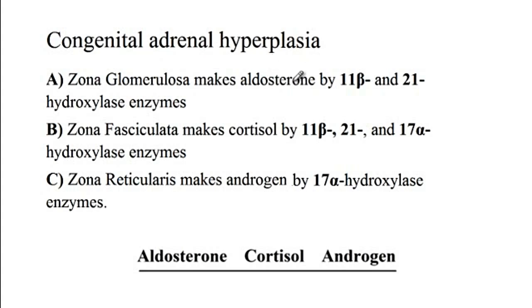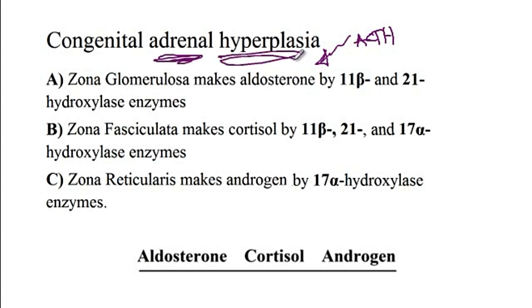And so the answer to your question is that as there is defect of any one of these enzymes, whether it's 11, whether it's 21, or whether it's 17, there would be decreased production of cortisol. As a consequence of which, the pituitary gland will increase the production of ACTH that will act on the adrenal gland and cause its hyperplasia. So therefore, defect of any one of these enzymes will lead to adrenal gland hyperplasia.